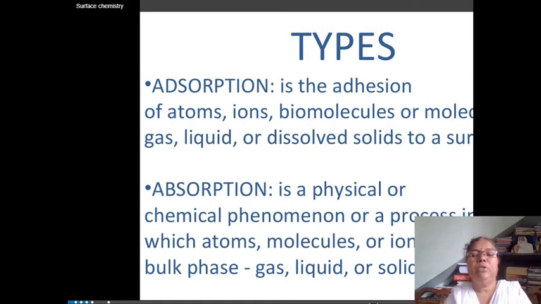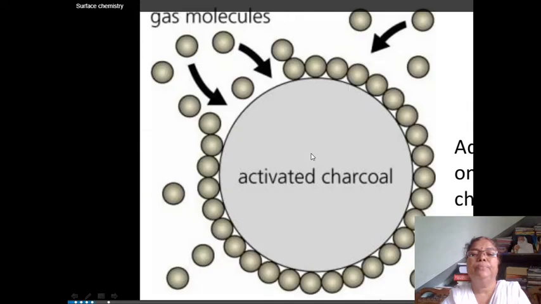Remember, adsorption is the collection or accumulation of one molecule on another molecule, while absorption is a physical process in which the absorbing substance penetrates into the other substance, while adsorption takes place at the surface only.